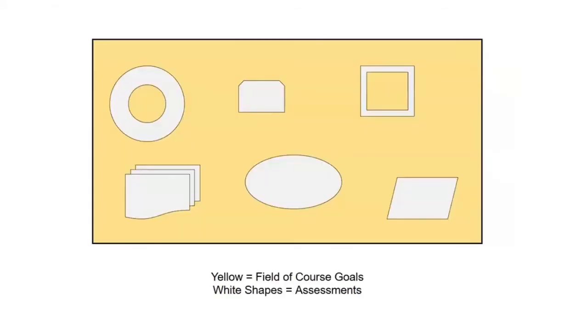Imagine that this yellow rectangle represents the field of your course goals. Now imagine that the white shapes represent your assessments. Within this metaphor, note two things. One, all of the white assessments reside completely within the yellow field of the goals. None of the assessments stray outside of the field defined by the yellow course goals rectangle. Two, note also that the white shapes are all different shapes and sizes. Now, this is a fundamental characteristic of good assessment. It includes numerous, frequent, varied assessment devices to assess your students authentically.